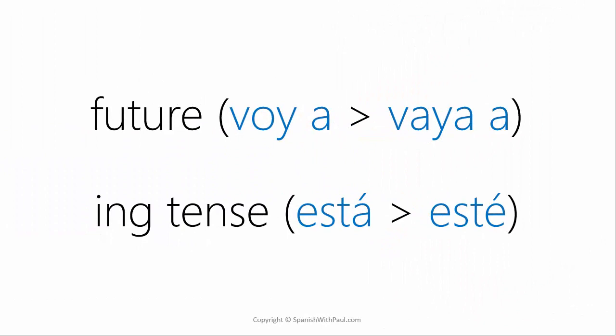As you can see, our old friends are being influenced and affected by the subjunctive. We have the future changing from voy a into vaya, and our ing tenses changing from está into esté. And of course, you would follow those all the way down the line. Just like all the other verbs, as soon as we step on a trigger, you must change these into their subjunctive forms.